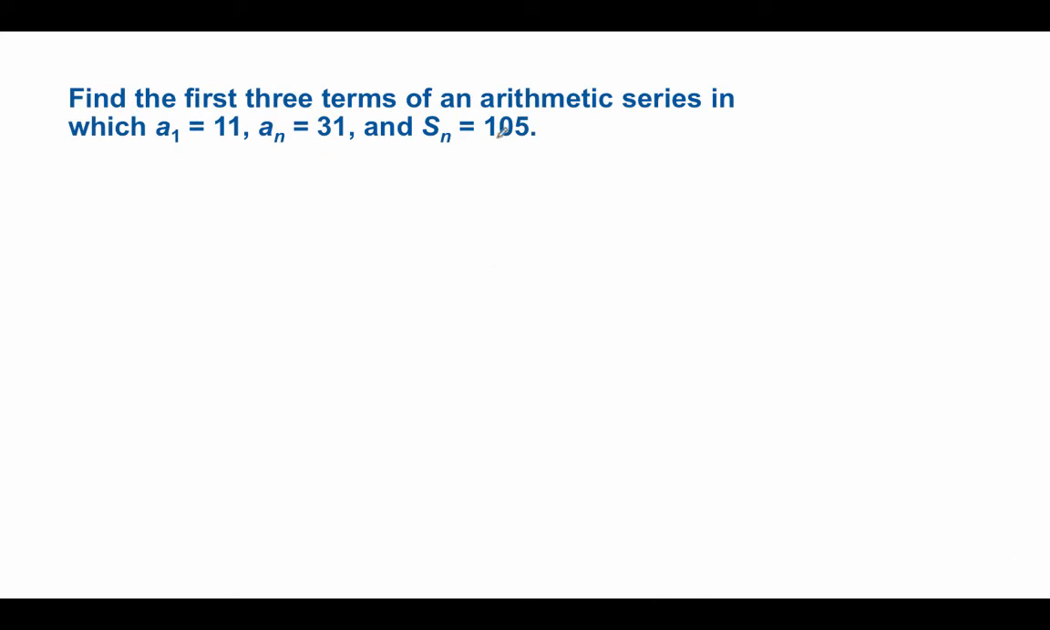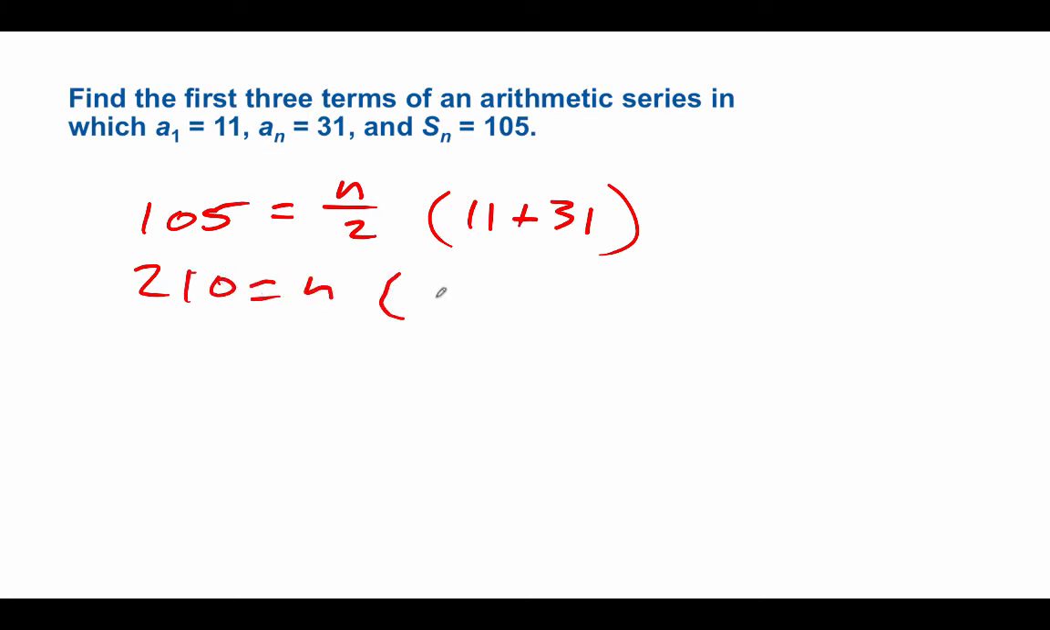Same thing here. They give me the sum. I'm looking for the number of terms. 11 plus 31. So I got to multiply by 2. 210 equals n times 42, divide by 42, that's got to be 5, huh?